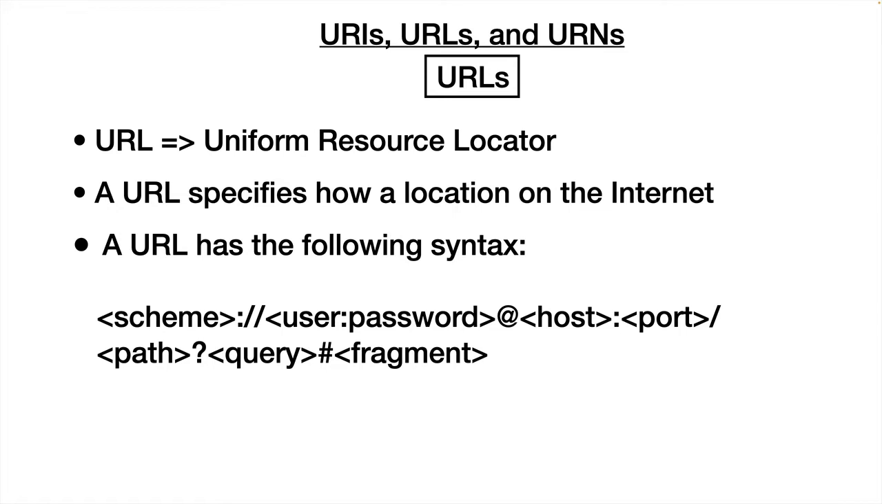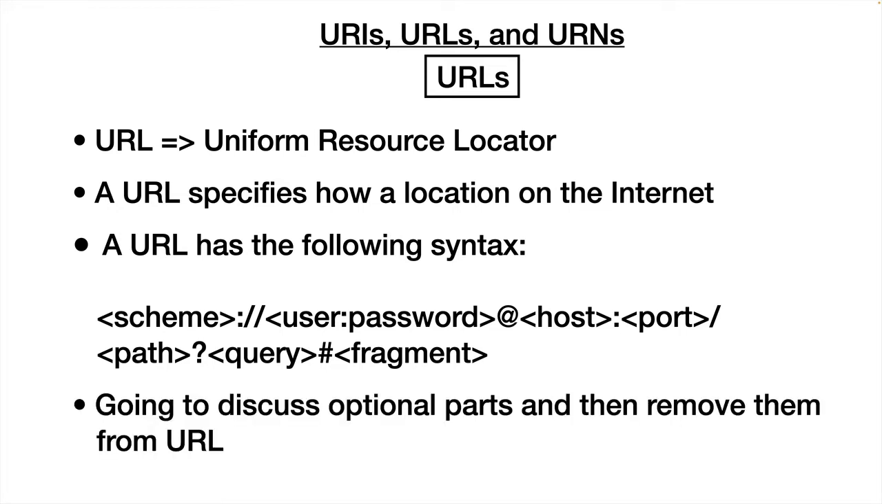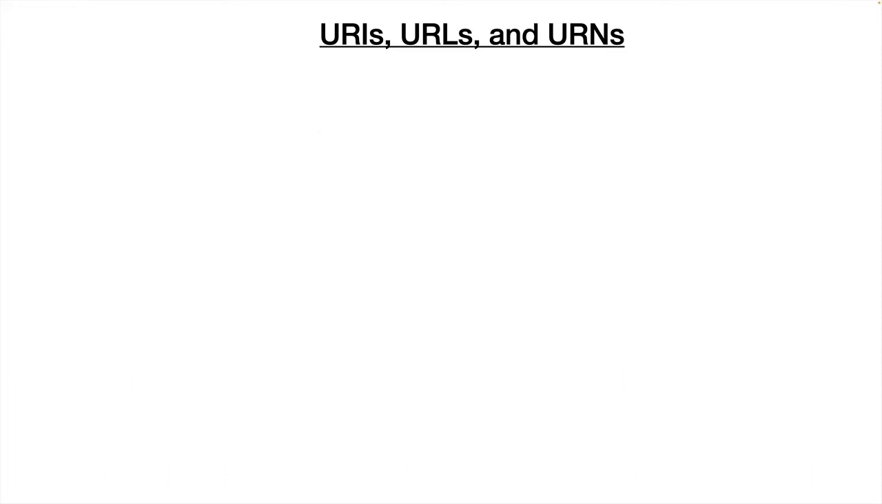where for the things in less than, greater than brackets, you substitute in what's explained. So to make this a little easier, I'm going to go through and discuss the optional parts of a URL, what they are, and as we go, remove them to get down to a more simple syntax that we might be more familiar with or that is more commonly used.